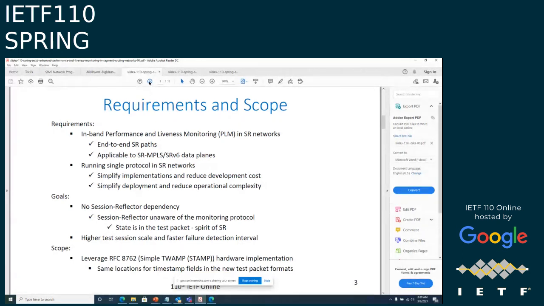So the scope of this draft is the simple TWAMP STAMP RFC 8762 based implementations, with the same packet format to leverage the timestamp fields at the same locations in the packets. Next slide, please.